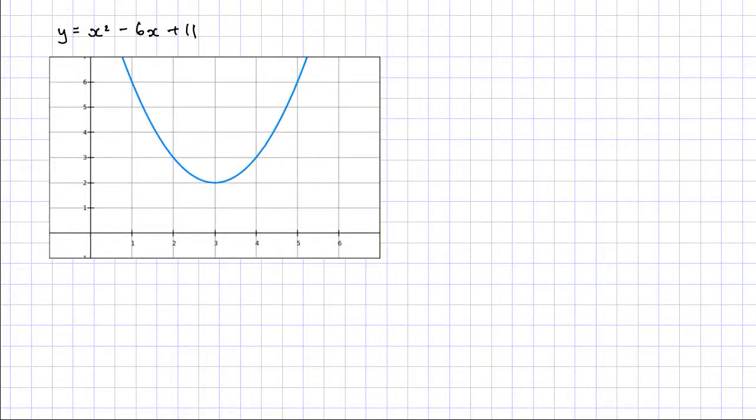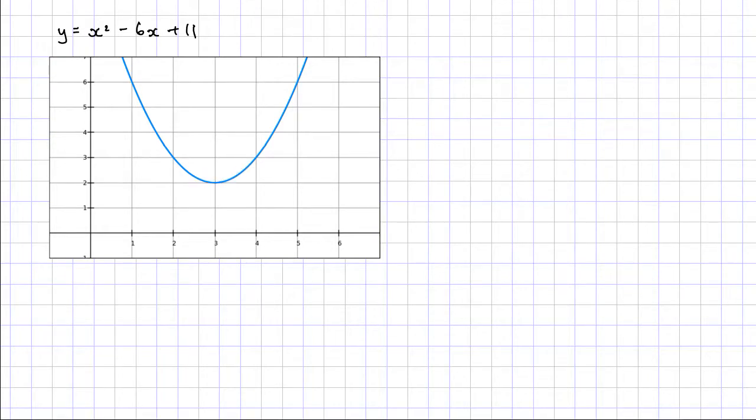This video is on stationary points and how to find the nature of the stationary points. So we're going to start with an equation, y equals x squared minus 6x plus 11, and this is the graph of this equation. Now I can see the gradient here is negative, and I can see the gradient here is positive, and here I have gradient 0. Okay, so whenever we have gradient 0, that's where the stationary points are. So for this graph, the gradient is 0 here.